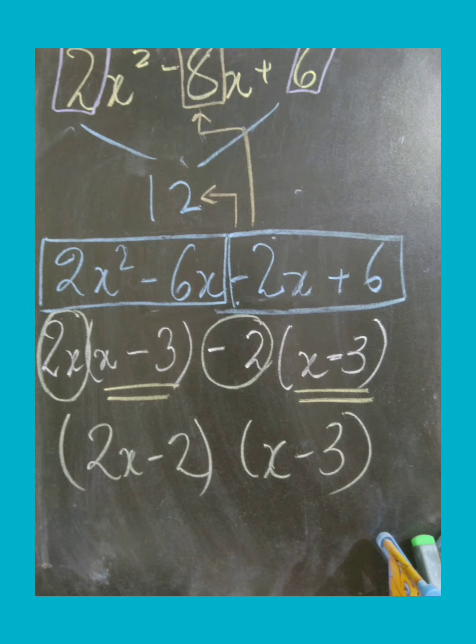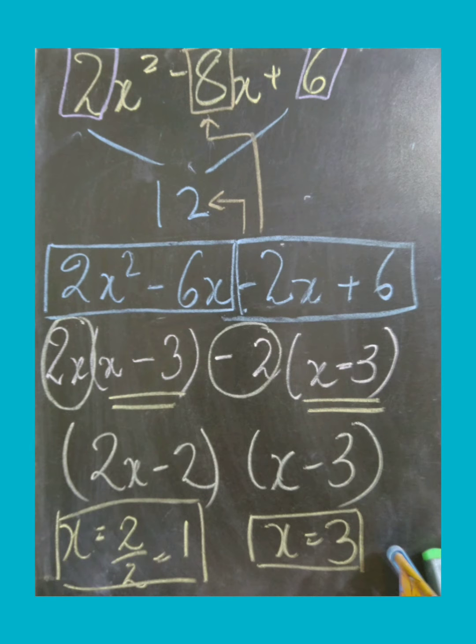Now I will take the common factor. 2x is common, and in the bracket I will get x minus 3, and there minus 2 is common, x minus 3 in the bracket. Now x minus 3 and x minus 3 are equal, which I have underlined. These are equal, it means that we are right. Now 2x minus 2 in one bracket and x minus 3 in one bracket. Understood? So the two things I have got in brackets are 2x minus 2 and x minus 3.